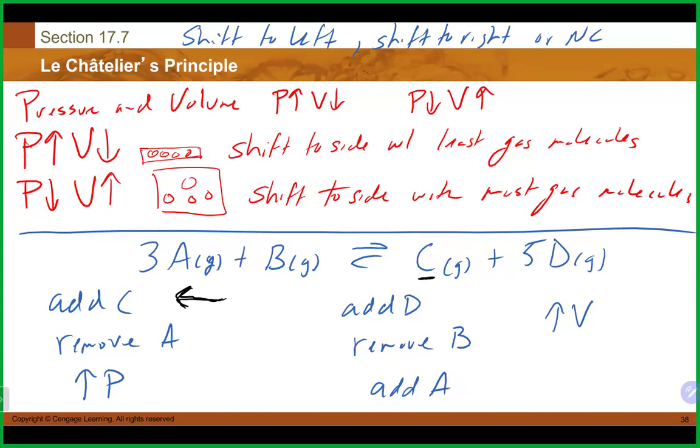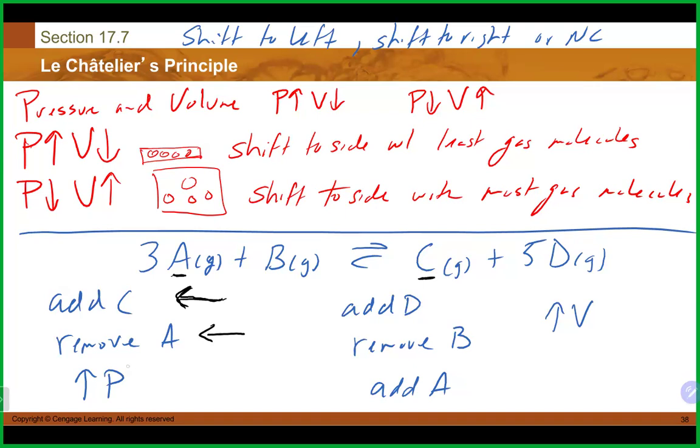When we remove A, which is over here on our reactant side, that again makes a hole over there on the reactant side that needs to be filled, and it will go towards the side we removed it from. The reason for that is really the same reason. When we remove A, we now again have more products than reactants, and that's going to cause the reverse reaction to occur.